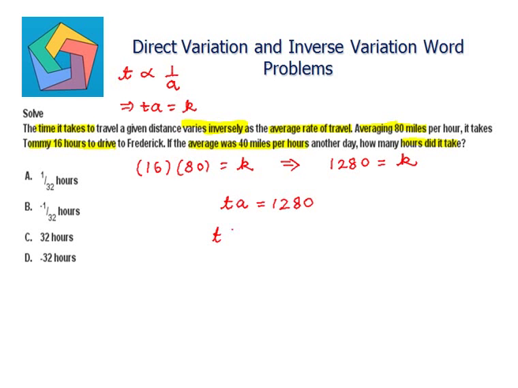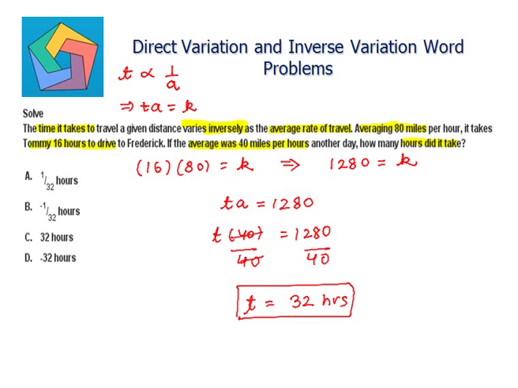Now, if the average was 40 miles per hour, how many hours did it take? So, t times 40 should be equal to 1280, dividing by 40 both sides. So, we get t is equal to 32 hours, which is the answer in the C part.